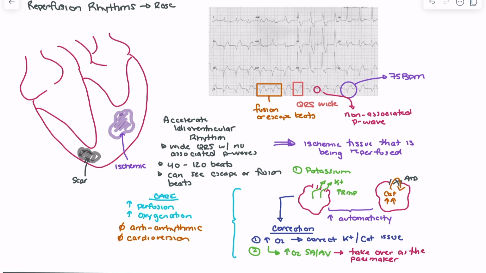But if we think we're looking at a true reperfusion rhythm or an accelerated idioventricular rhythm, then typically these are the things that are going to matter. Something like an antiarrhythmic can actually do more harm and devolve into a malignant tachycardia. And something like cardioversion is typically not going to correct the issue, because this is the tissue that's functioning at this point, and we just need time to reperfuse it. So something to be mindful of.